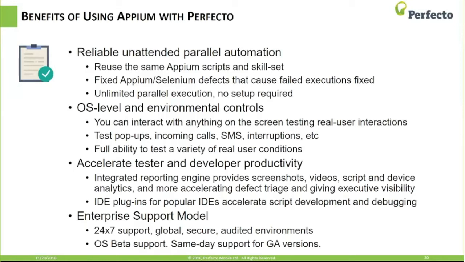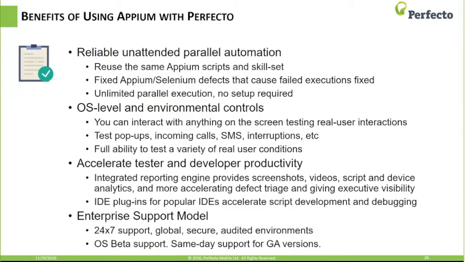So you can really interact with anything on screen, testing real user interaction, right? So now you should be able to test for things like, does that button actually appear on screen or not? Can the user reach that particular control? You can also test pop-ups, incoming calls, SMS, other types of interaction. So if the application requires some type of interaction with maybe other apps, or some other type of scenarios, then you can very easily test for those types of conditions. And Nick actually will show you some of that in the demo.